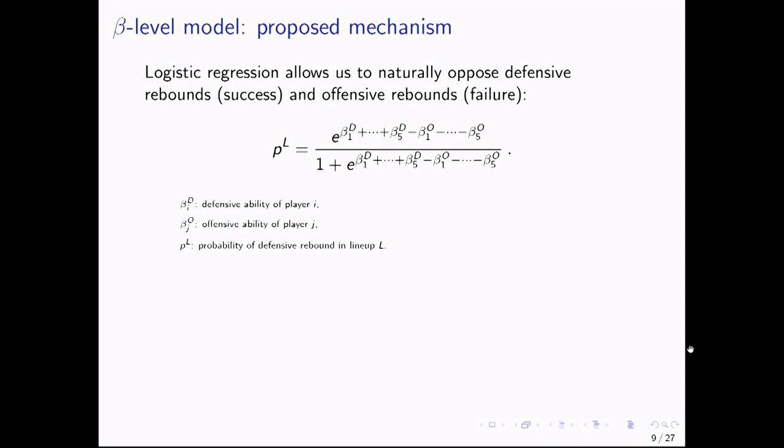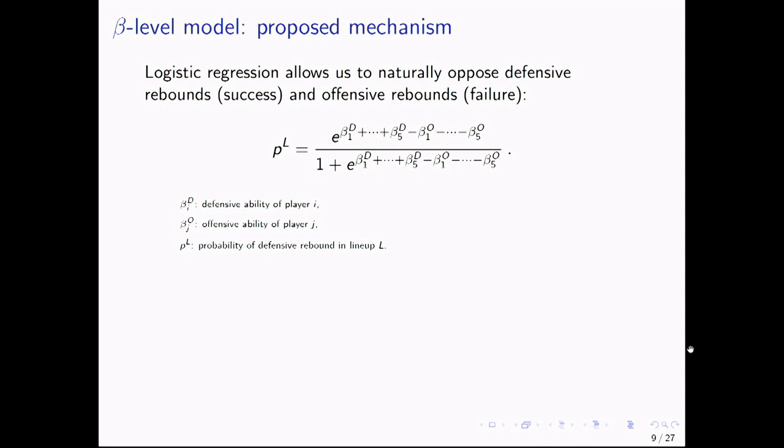So since we're dealing with binary outcomes, logistic regression is a very natural approach for this. So we treat defensive rebounds as a success, offensive rebounds as a failure, and the probability we propose works like this. So we have the 5 defensive abilities and the 5 offensive abilities denoted by beta D and beta O respectively, and we've set up the signs in such a way that the greater the parameter value, the better the rebounder in question. And if you actually stare at this for a little bit, you'll quickly find some problems with it, but which I'll get to in a couple slides.